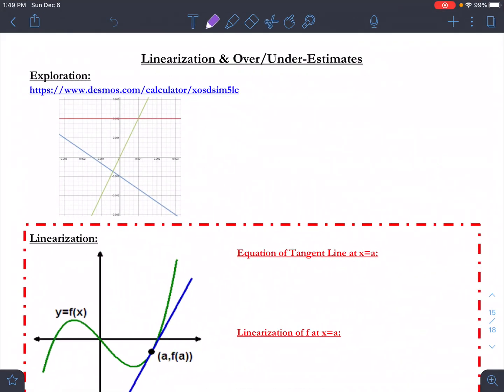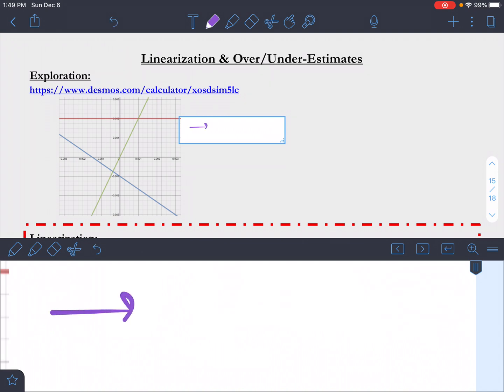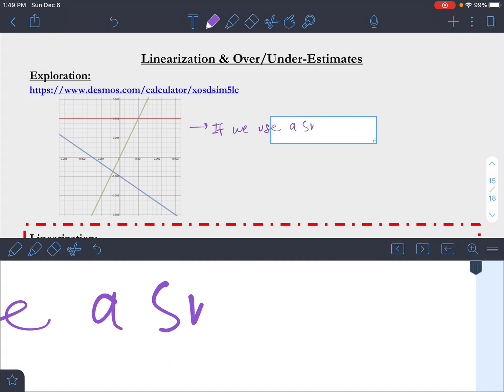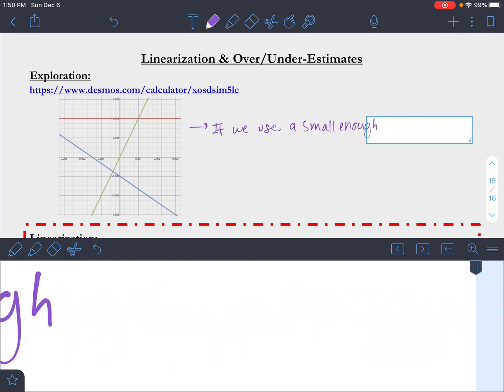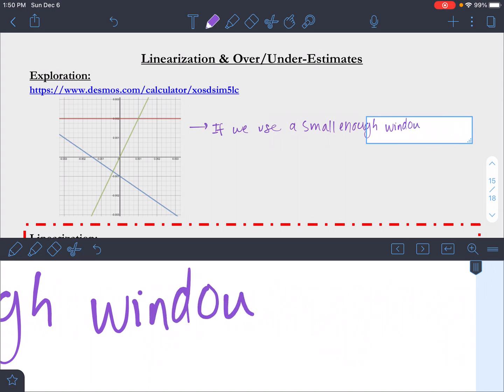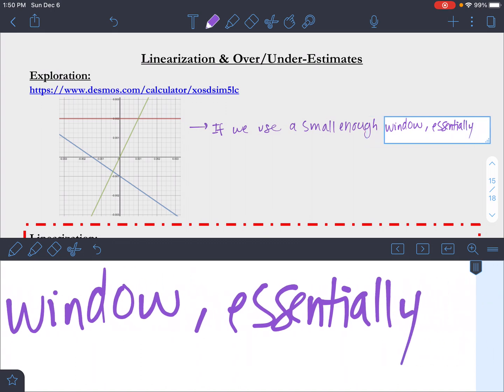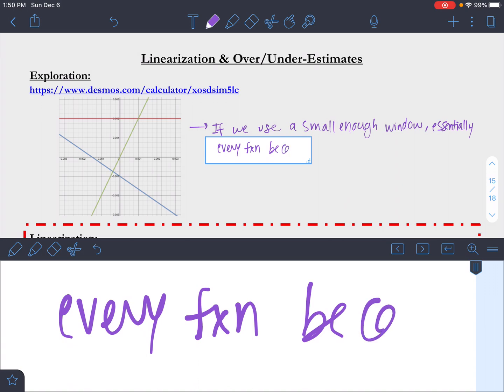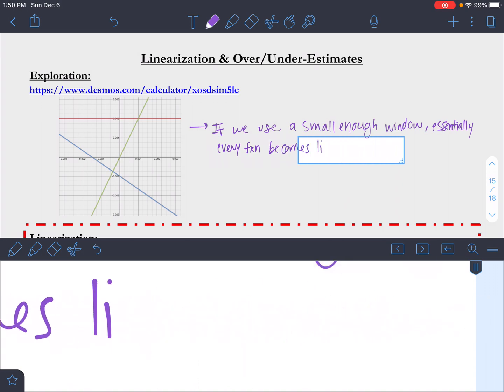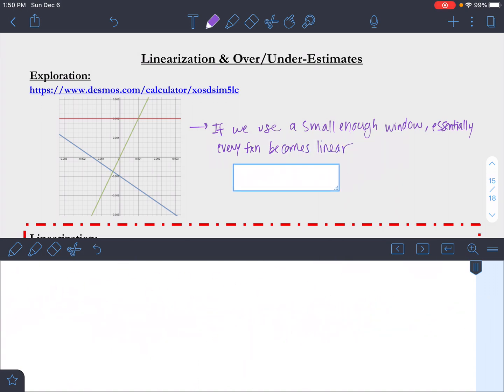In a general sense, what we learned here, if you want to take a note on it, is if we use a small enough window or zoom in enough, essentially every function becomes linear. If we're really zoomed in, pretty much everything looks like a line. Everything becomes a line if you zoom in far enough. So write down whatever you want to remind yourself where that's coming from.